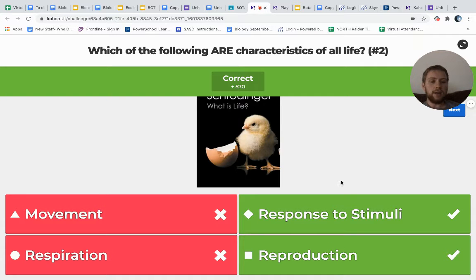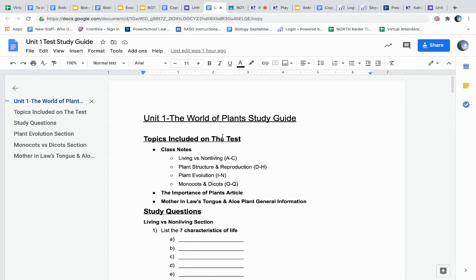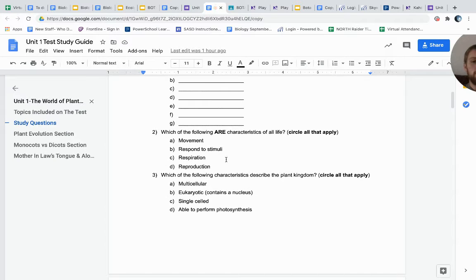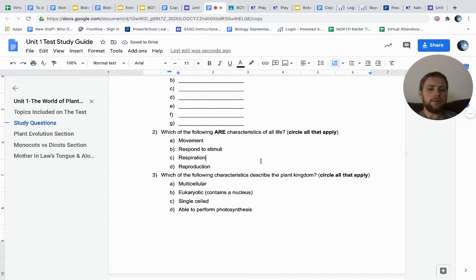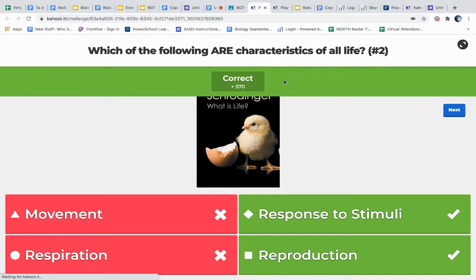So you can go ahead and use your answers here, which I would recommend you doing, and then you fill in on the study guide, which of the following are characteristics of all life. So you could go ahead and bold response to stimuli and reproduction. So that kind of allows you to kill 2 birds with 1 stone, so to speak, that as we complete the Kahoot, you can be following along and filling out that study guide, which is great because I don't get to go through it with you, so I want to make sure that you kind of understand where some of those answers are coming from. And our test is going to be very similar to the study guide you're going to find.